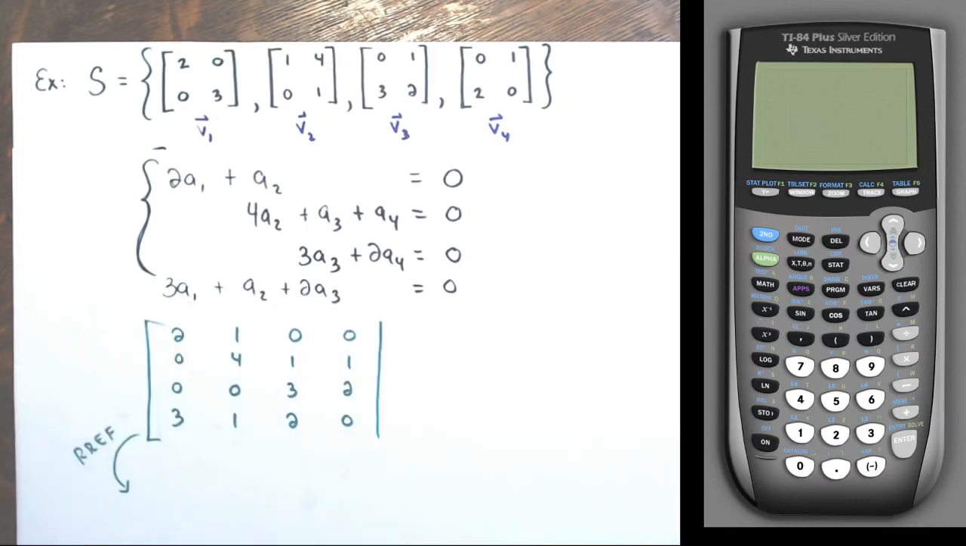Alright, so now I've got this 4x4 again. Let's go back here and make another matrix. I'm just going to call it A again. Matrix A, it's another 4x4. We have 2, 1, 0, 0, 0, 4, 1, 1, 0, 0, 3, 2, and 3, 1, 2, 0.